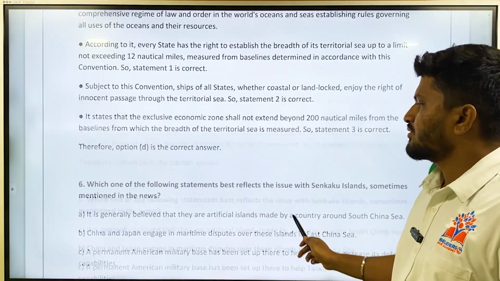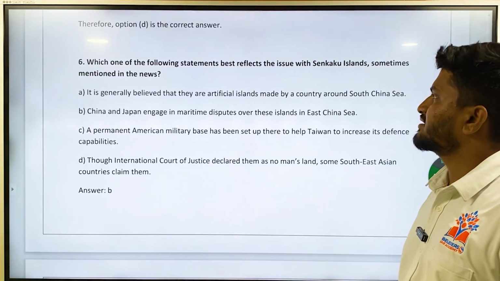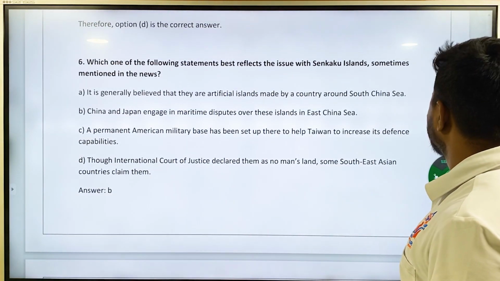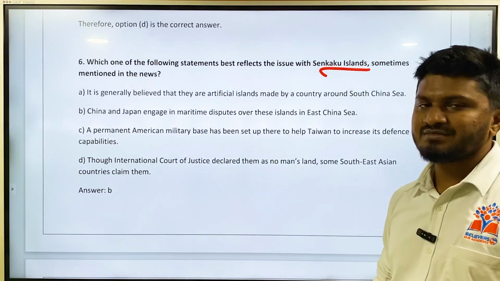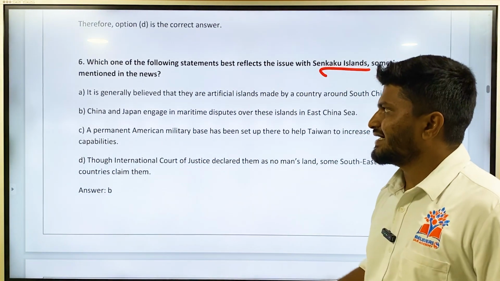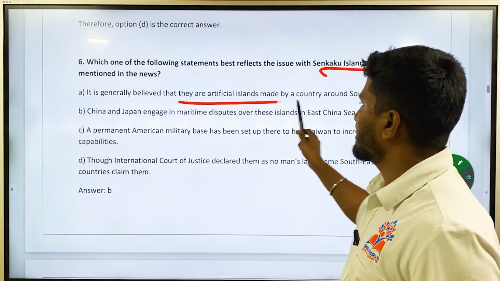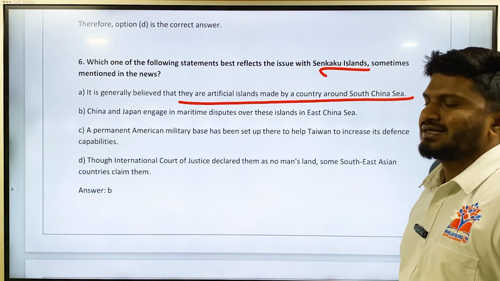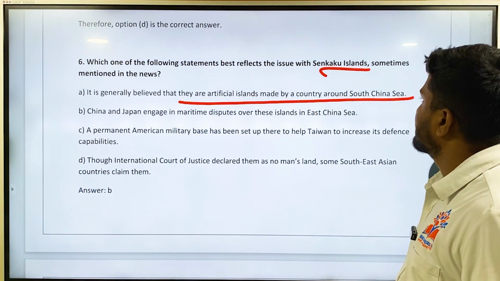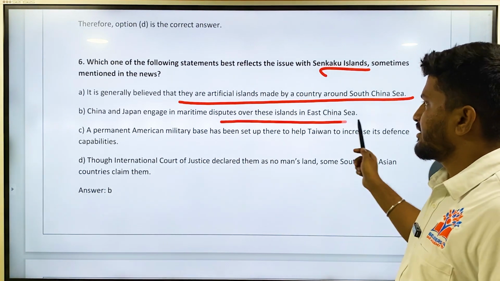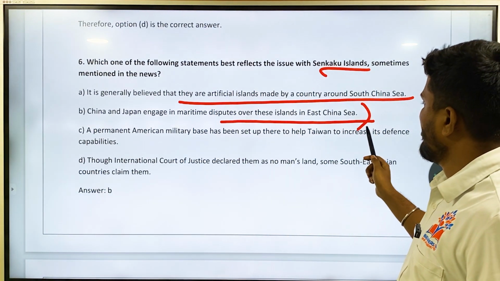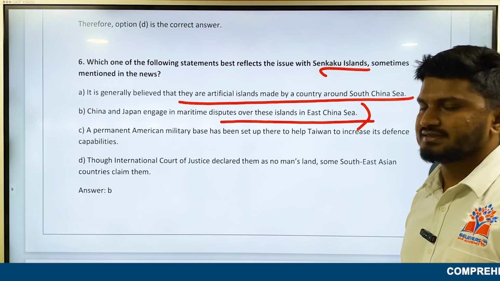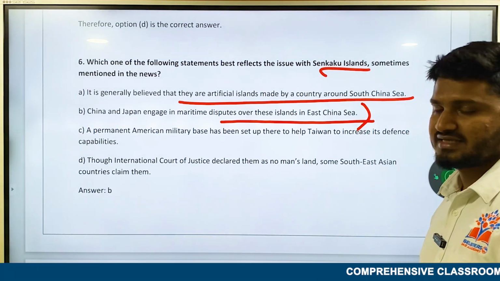Then, which one of the following statements best reflects the issues with Senkaku Islands, sometimes mentioned in the news? Option A: It is generally believed that they are artificial islands made by a country around the South China Sea. Option B: China and Japan engage in maritime disputes on these islands in the East China Sea. So the correct answer here is B.